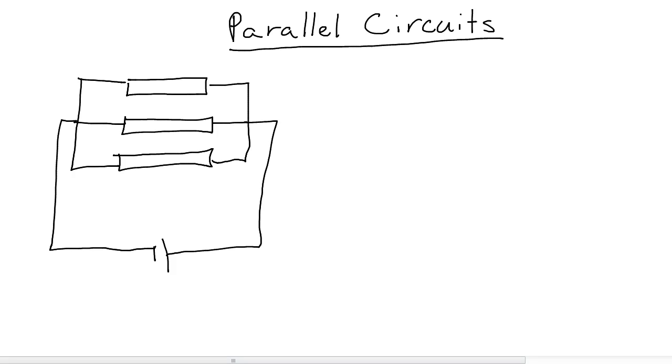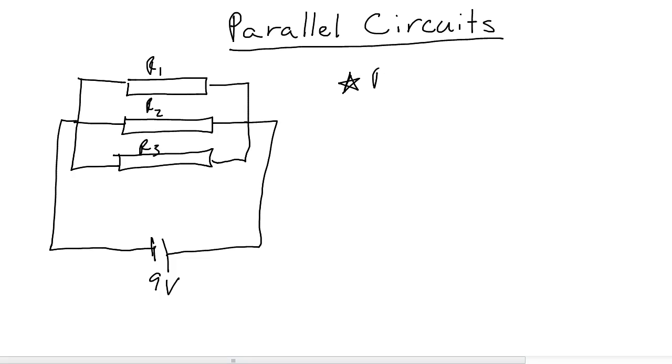So a parallel circuit is one where there are multiple paths. So if I have my resistors R1, R2, R3, and maybe I have my 9-volt battery down here, 9 volts, I have different paths that I could go around this circuit. And so there's two things you need to remember about a parallel circuit that are really, really important.